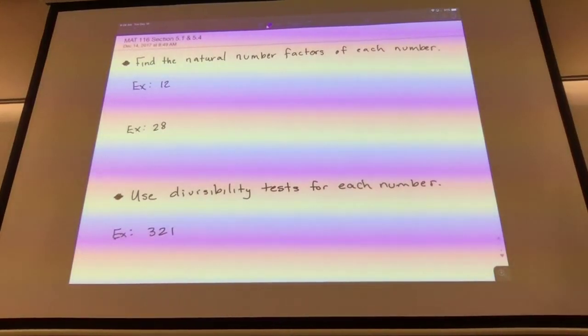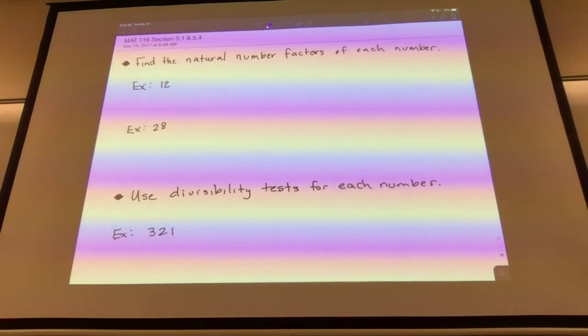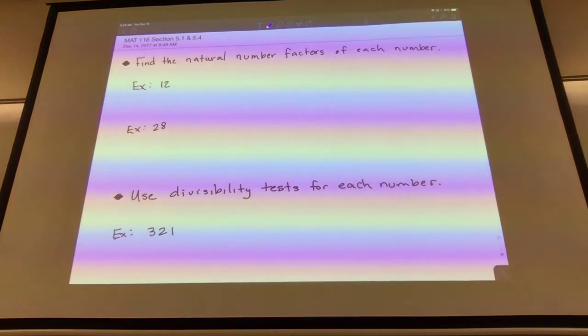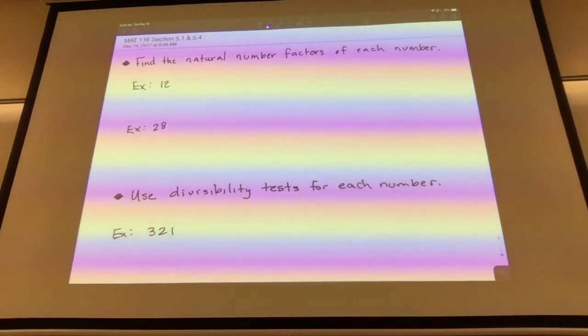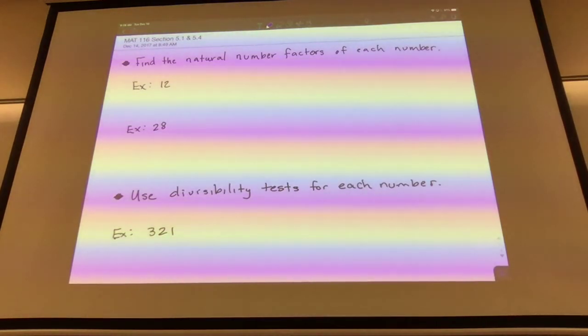Okay, so today we're going to be talking about prime and composite, and then also greatest common factor and least common multiple. So the first thing we're going to start with is just find natural number factors of each number. So we just want to find all the possible factors that can multiply together to give us 12.